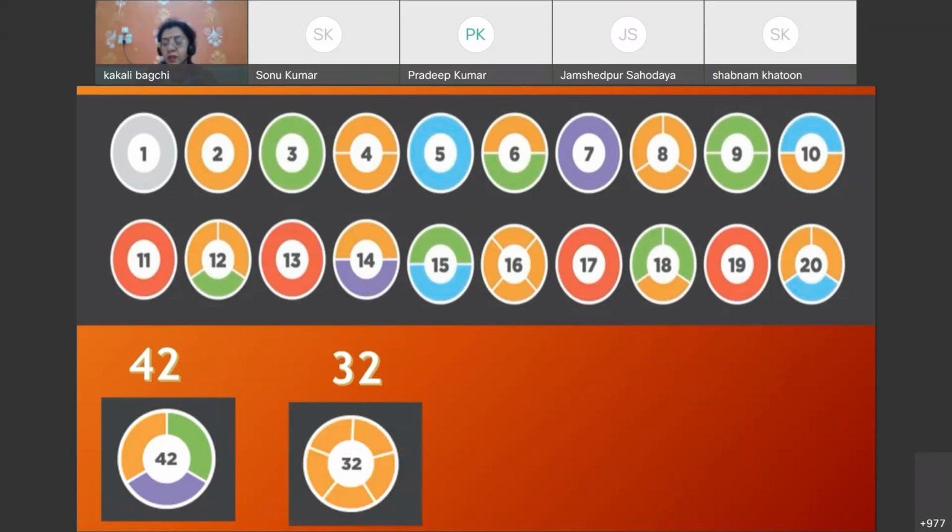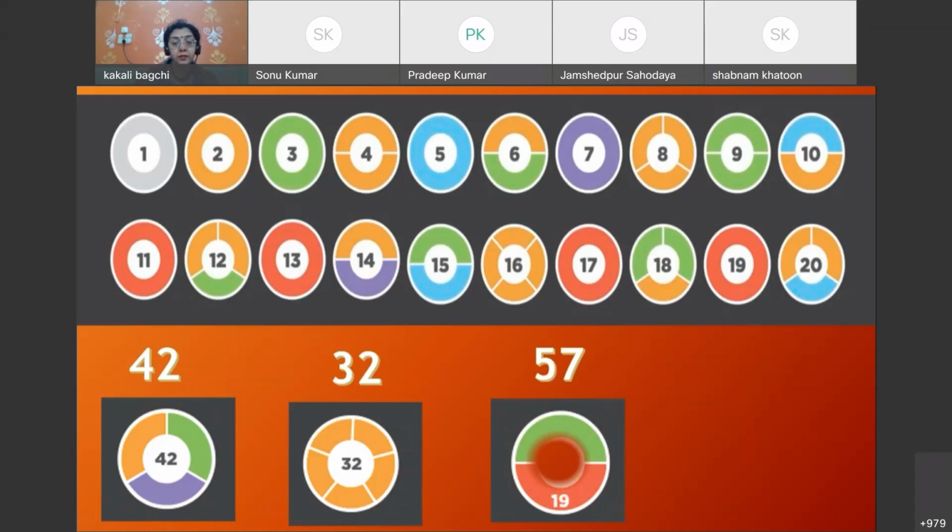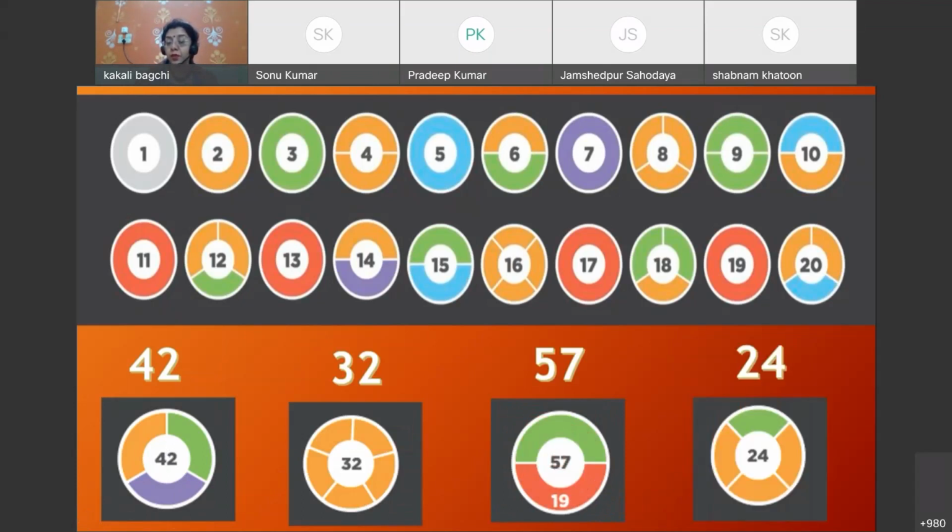Don't tell the child to write, because many students suffer from dyscalculia. Draw 57: 3 into 19. Draw 24: 2 into 2 into 2 into 3. Possible? What do you think?